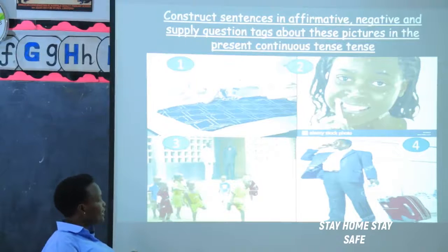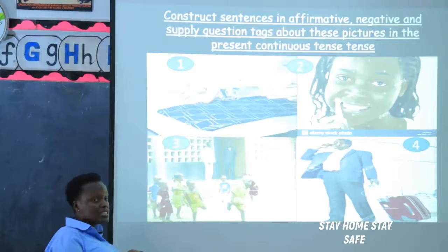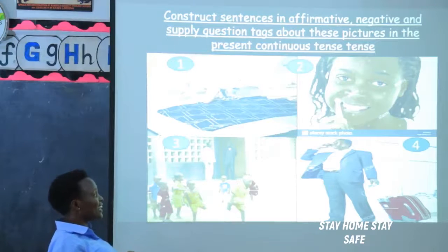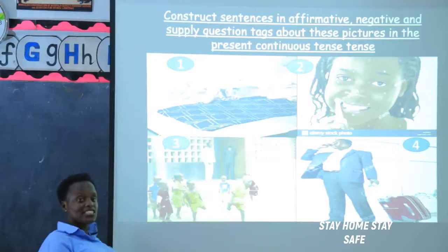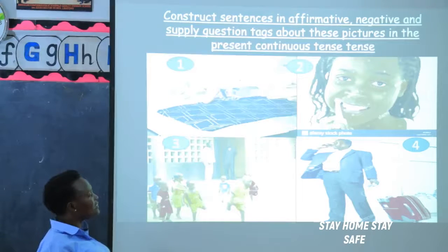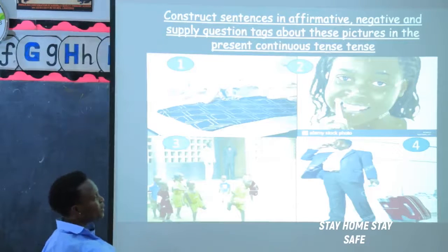You can see that they are all standing on one leg. Maybe they were not hopping, they were just balancing on one leg. So the negative can be, the pupils are not hopping. Now we are going to form a negative question. A negative question is the negative interrogative. So you are going to ask, aren't the pupils hopping?